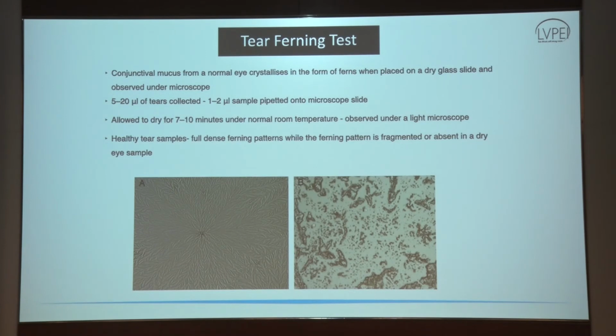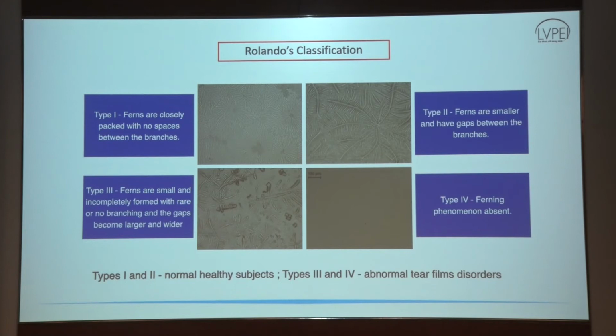The tear ferning test is to look at whether the mucoid component of the tear is normal or not. If the mucus is normal, it will form these kinds of ferns when it dries up. And if it is dry eye, then no ferns are seen. This is Rolando's classification, where type 1 and type 2, where ferns are seen, are normal. But if it is a dry eye subject, then there will be broken-up ferns or no ferning at all.